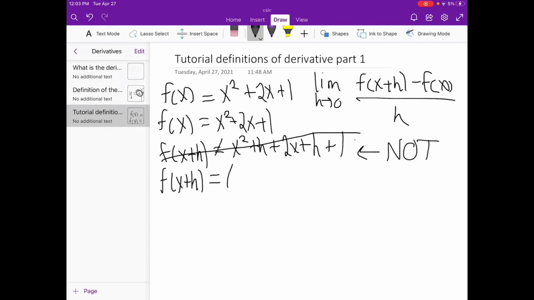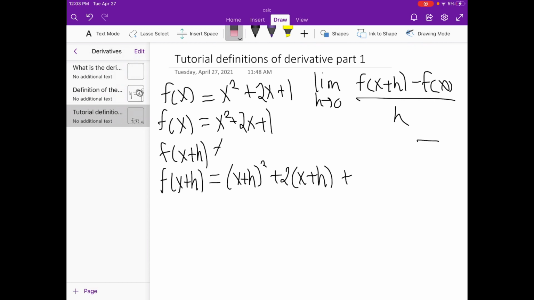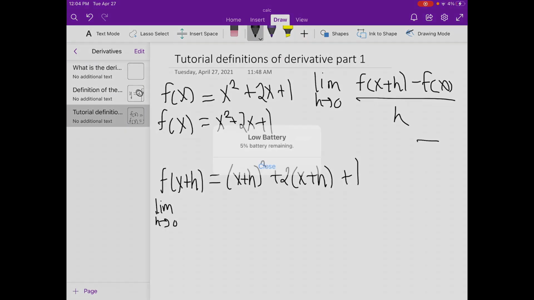Okay, so what is it equal to? F of x plus h. So looking at each term, x plus h all squared plus 2 bracket x plus h plus 1. That's what it's equal to. Okay, let's put it all together.